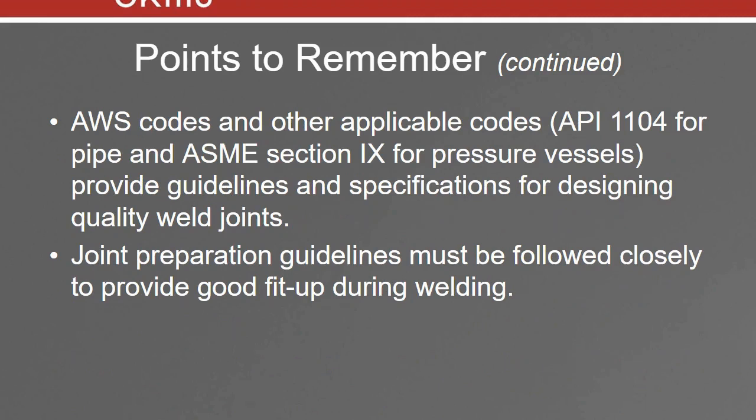AWS codes and other applicable codes, which would be API 1104 or ASME Section 9 for pressure vessels, provide guidelines and specifications for designing quality weld joints. And joint preparation guidelines must be followed closely to provide good fit-up during welding.